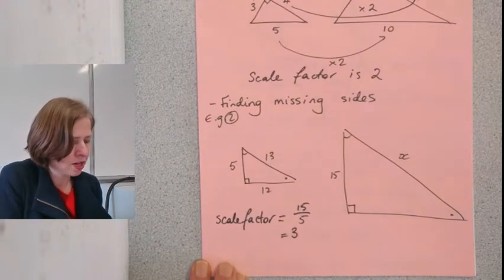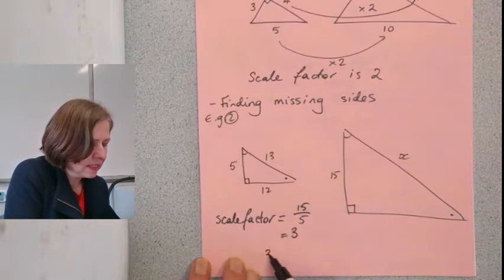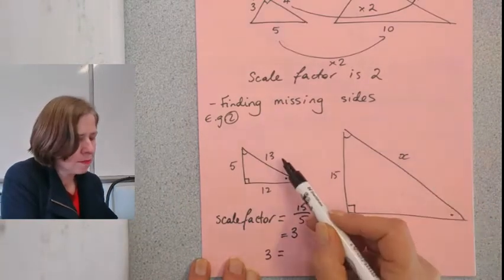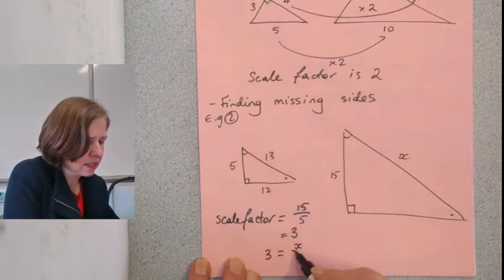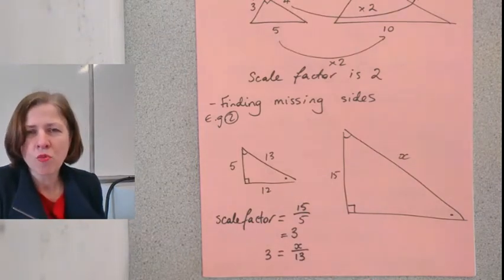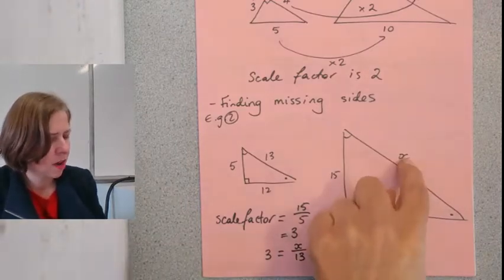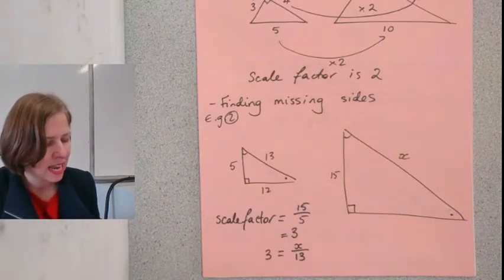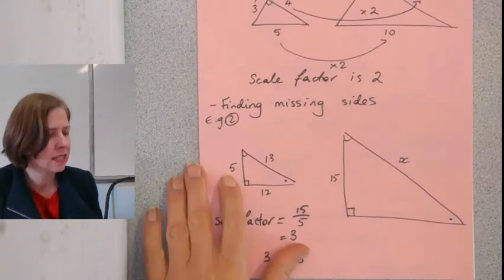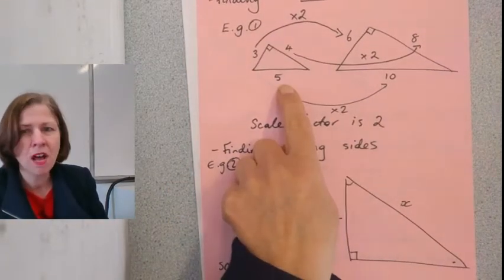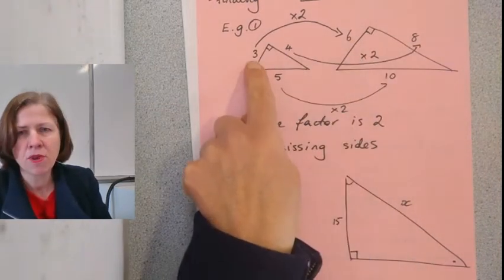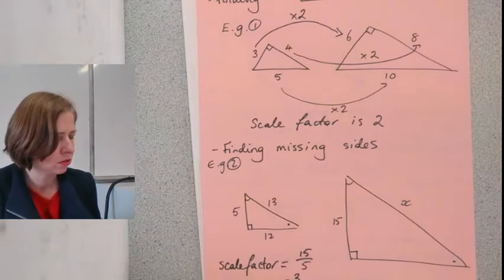And now what I know is that 3 is also going to equal this side here divided by this side here, x divided by 13, because it's going to be in the same ratio. So this divided by this has to give me the same answer as this divided by this, just like it did up here. 10 divided by 5 is 2, 8 divided by 4 is 2, 6 divided by 3 is 2. That's how I know they're similar triangles.